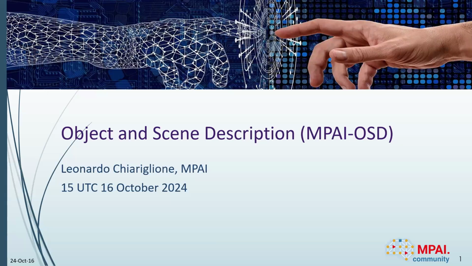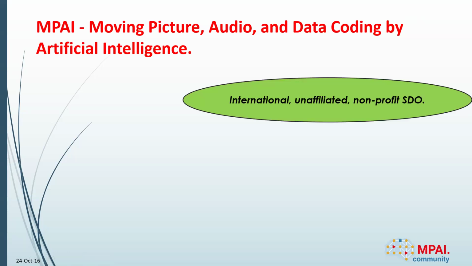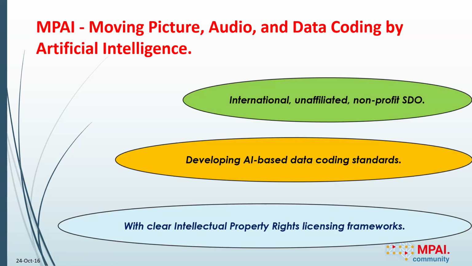Welcome to this online presentation on an important MPAI standard called Object and Scene Description. Before talking about Object and Scene Description, I will spend a little time introducing you to Moving Picture, Audio, and Data Coding by Artificial Intelligence, or MPAI, which is an international unaffiliated nonprofit standard developing organization, developing AI-based data coding standards, with a clear intellectual property right licensing framework.